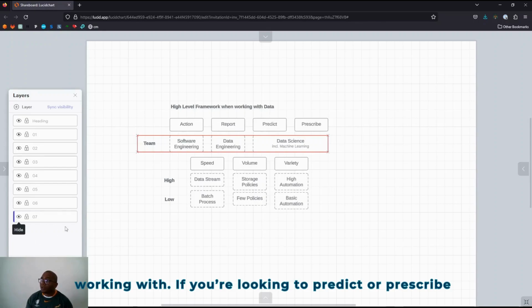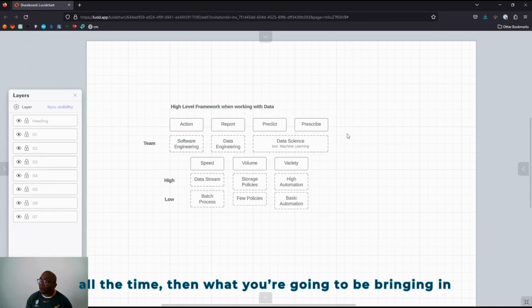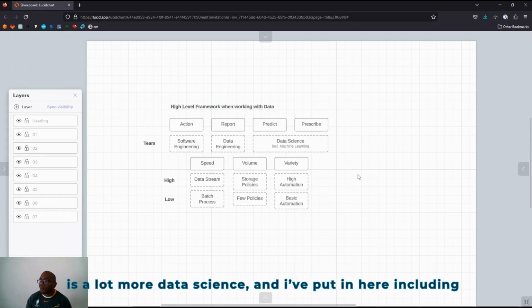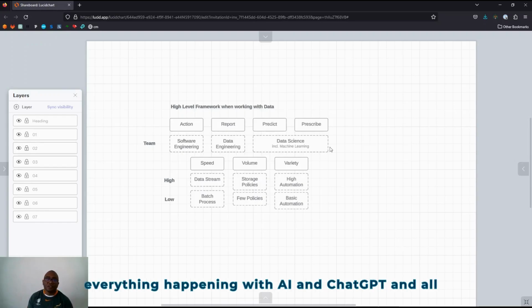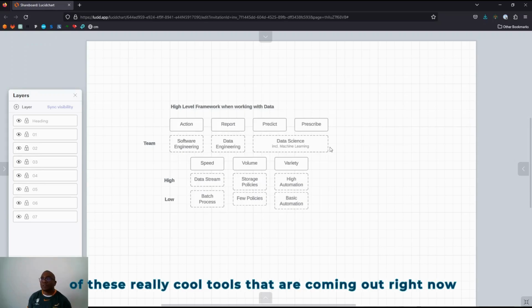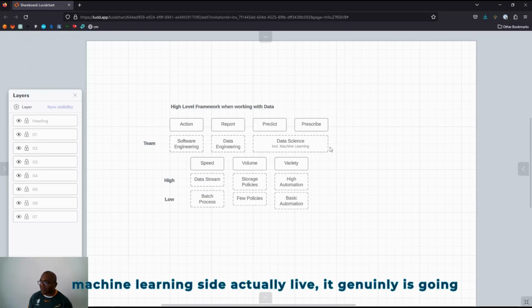If you're looking to predict or prescribe all the time, then what you're going to be bringing in is a lot more data science, and I've put in here including machine learning. And the reason for that is, with everything happening with AI and ChatGPT and all of these really cool tools that are coming out right now, people often ask, okay, cool, where does the machine learning side actually live? It generally is going to live here.